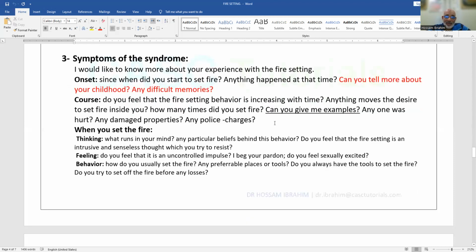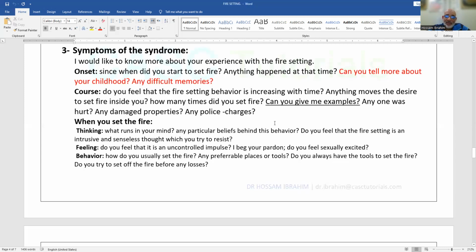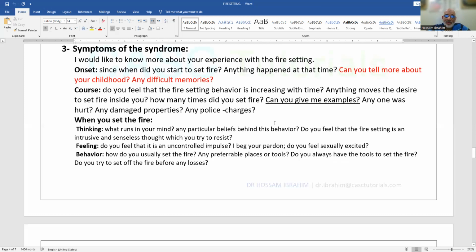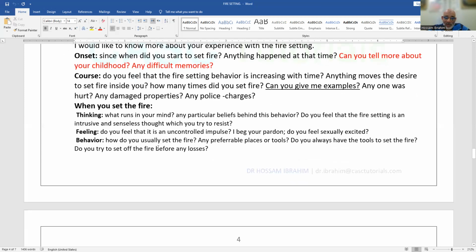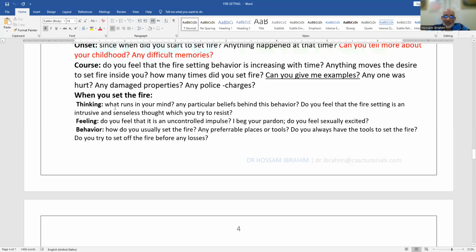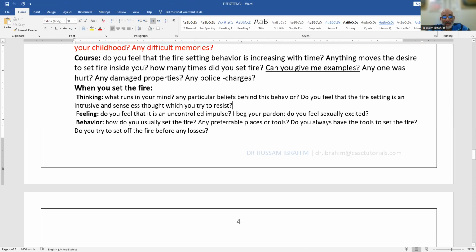Okay, and as I always say, if you want to understand a particular psychological phenomenon, you must dissect it into thinking, feeling, and behavior. So you want to know what runs in her mind when she sets the fire. Any particular beliefs? This could be some sort of religious belief, for example. It happens. Do you feel that the fire setting is an intrusive and senseless thought which you try to resist? OCD. So this is part of thinking. And then the feeling: do you feel that it is an uncontrolled impulse? I beg your pardon, do you feel sexually excited? A very important question, doctor. Okay, are you with me, Dr. Anas?